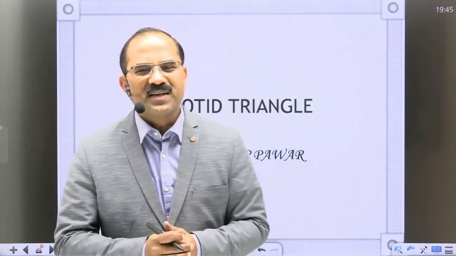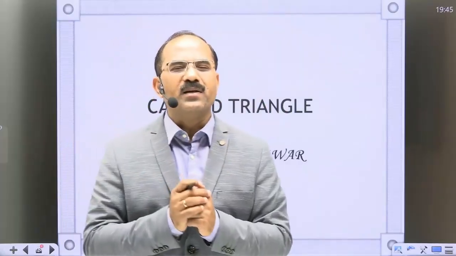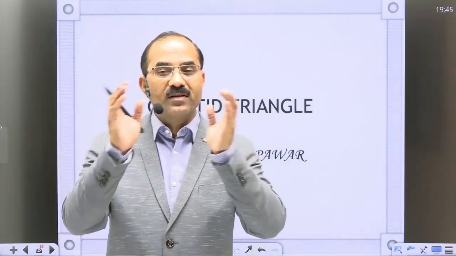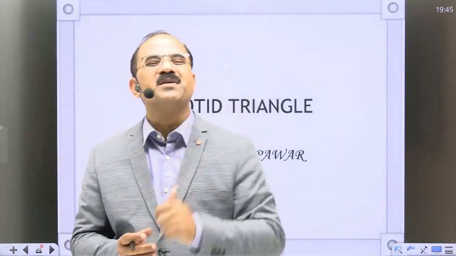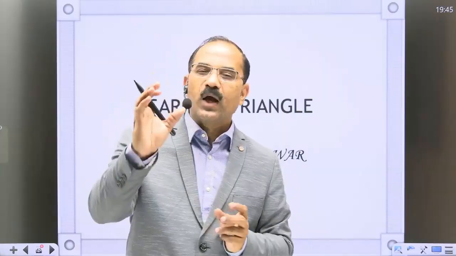So hello students, coming to one more triangle which belongs to the anterior triangle. Now in the anterior triangle, we have already seen the muscular triangle. We have seen the ansa cervicalis which supplies the muscles in the muscular triangle. Now come to another very important triangle, that's the carotid triangle.